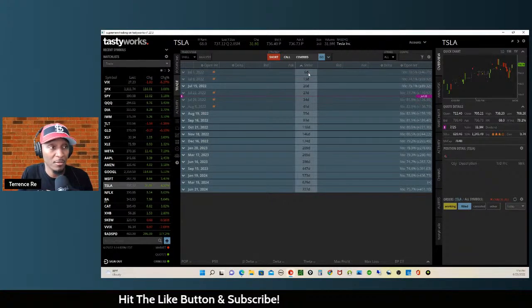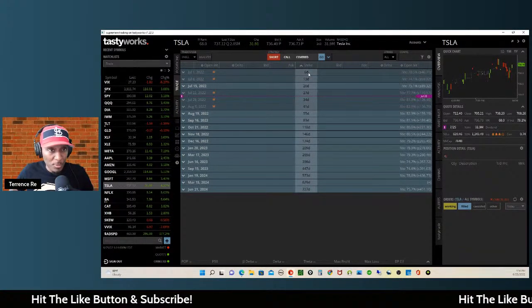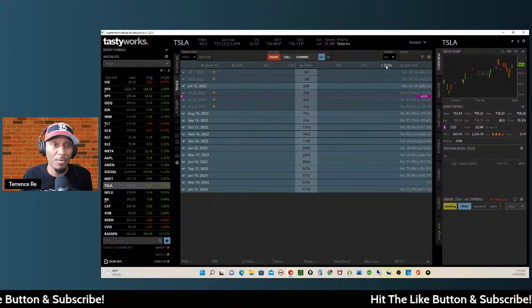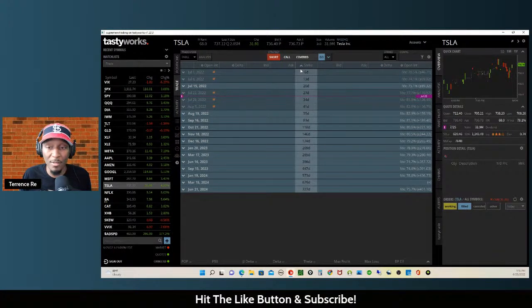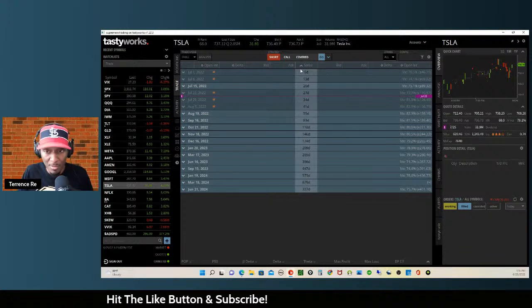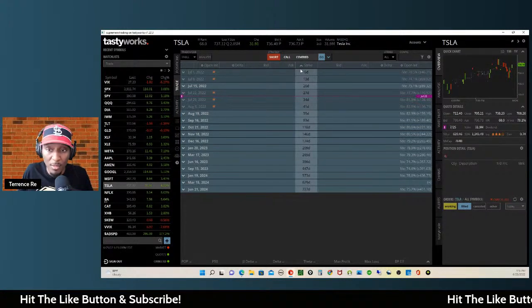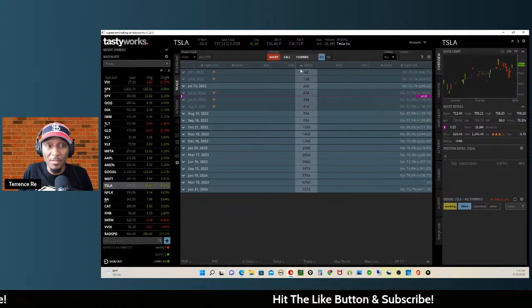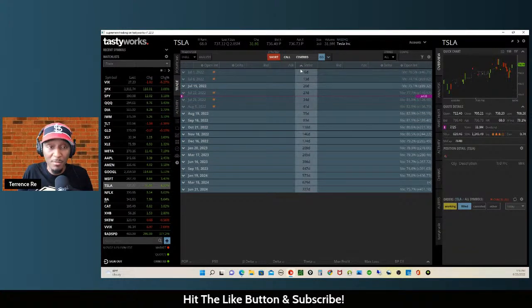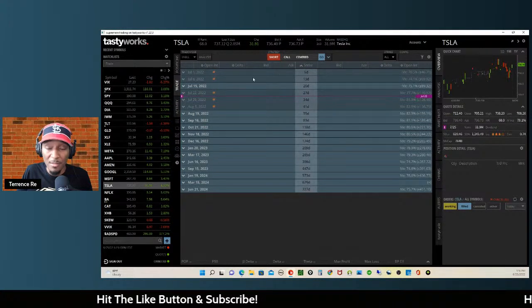For the next week, Tesla has a $46.71 move that the option market is pricing in as being within a normal range. So it's normal for Tesla to move plus or minus $46.71.